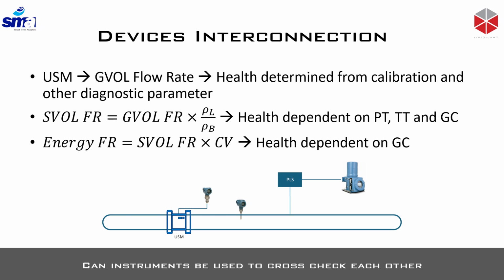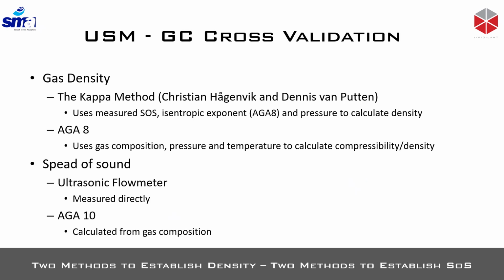So the question is, we have all this information in hand. Can we then use these instruments to cross-check each other? There are two parameters that we can check in relation to gas chromatography as well as the ultrasonic meter. We can cross-check the gas density, and we can cross-check the speed of sound.